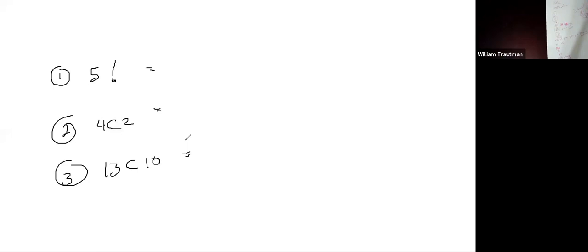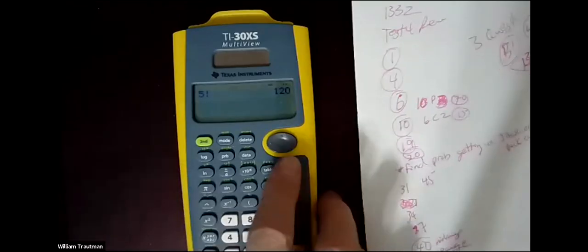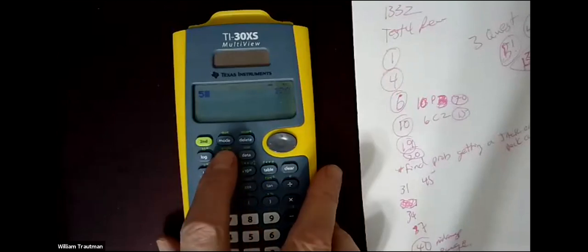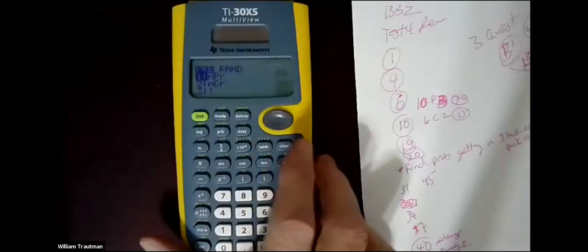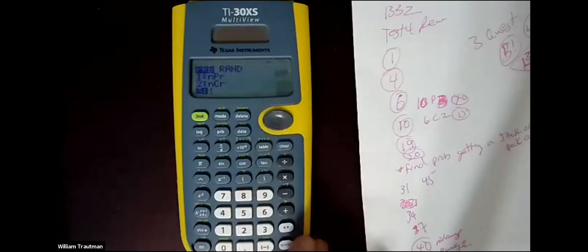So 5 factorial, you hit 5, probability. Number 3 is the factorial symbol. And let me just show that. Hit 5, probability, number 3, the factorial symbol, and the answer is 120.